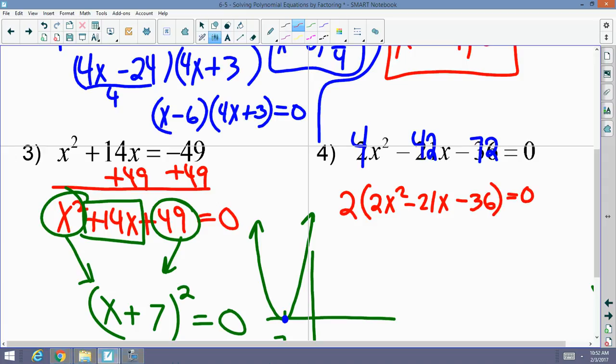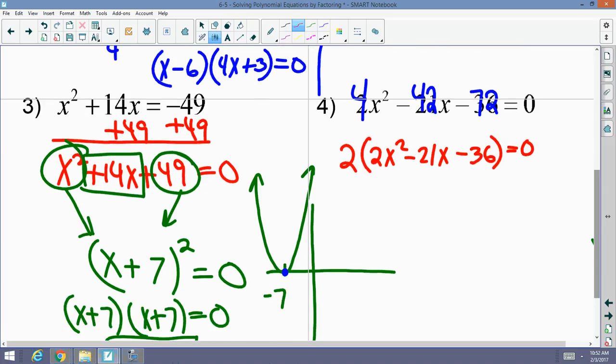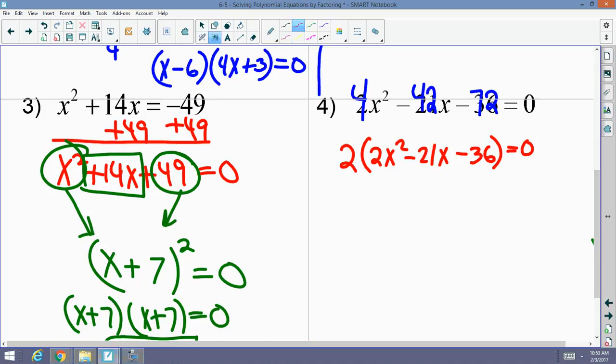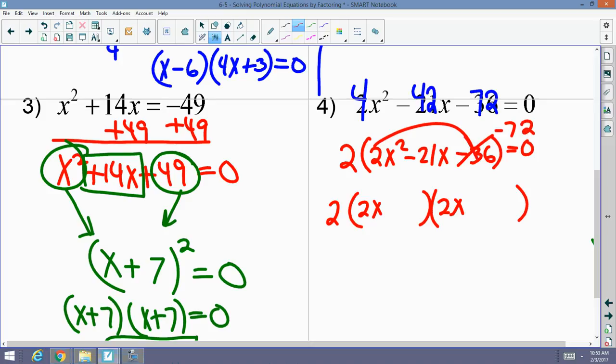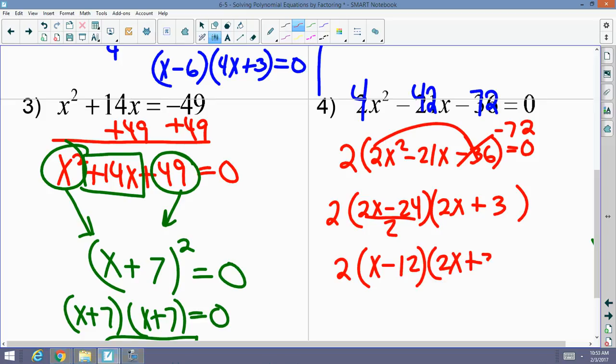Now I'm going to have to use the cube and method. I'm going to erase this green graph. Is that cool, guys? So I'm going to have to use the cube and method. 2 times negative 36 is negative 72. One times the other is negative 72, but when I add them together is negative 21. We did that one already. Negative 24, positive 3, imaginary factor. So I've got 2 times x minus 12 times 2x plus 3, and this all equals 0.